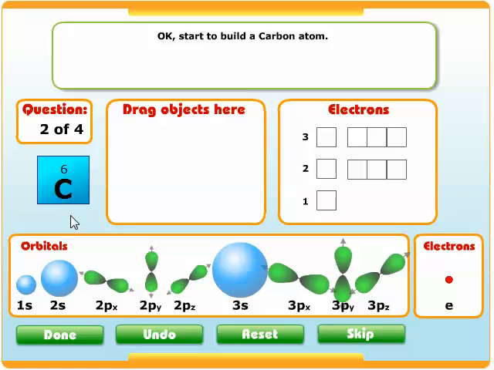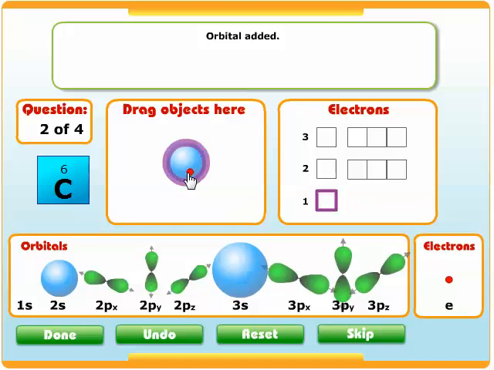This one's going to be a little bit more complicated because we've got carbon here. And carbon has 6 electrons. So we can put 2 electrons in our first orbital. So let's go ahead and add those 2 electrons. One there and one there. And they're spinning in opposite directions. They're crossing each other. And our orbital notation shows one up, one down.